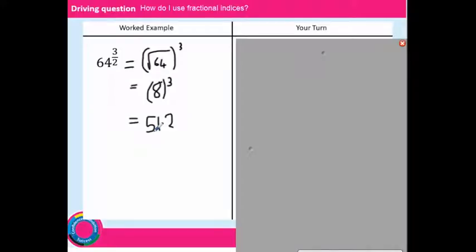What do you think I've done here? Well, the denominator of the power is the root, so I've square rooted because the denominator is 2. The numerator of the power is the power, so I've cubed. The square root of 64 is 8, and 8 cubed is 512.